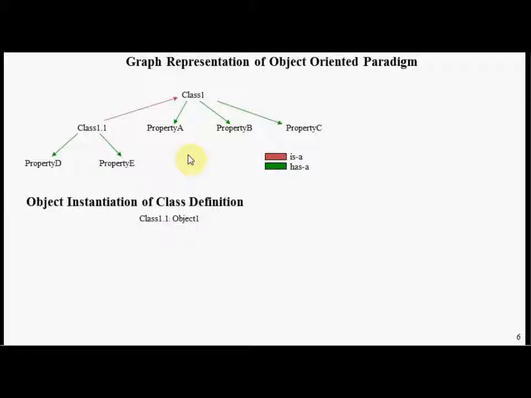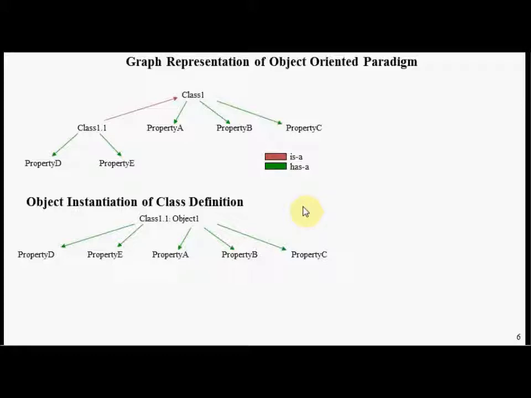Now let's look at what happens if we want to instantiate class 1.1. Let's look at the equivalent object graph. In this case, it would look like the following. Assuming we want to instantiate class 1.1 and we're going to call that object 1, what happens is the following. We first instantiate properties D and E, and then we follow this inheritance is-a link to inherit properties A, B, and C, which is what you see down here.